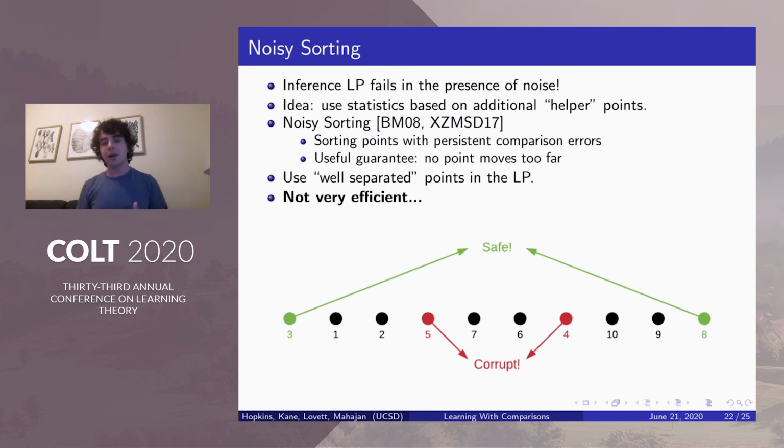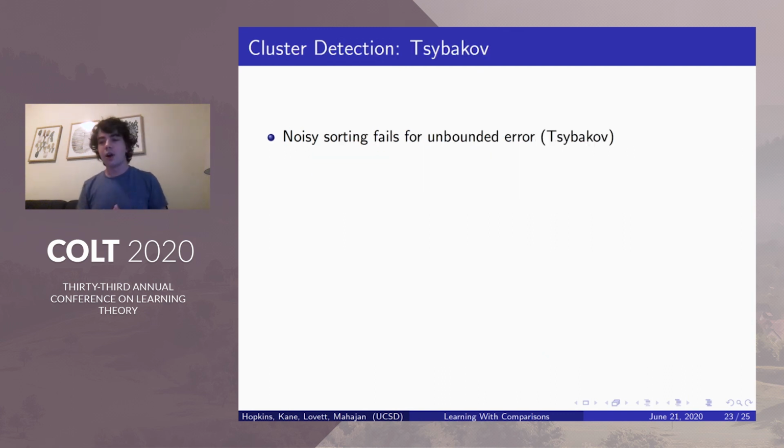A big problem with this, though, is that it's not very efficient. This type of MLE sorting takes exponential time in the noise parameter, and that's where this exponential dependence in our Massart theorem comes from. Okay, so finally, we can't use this type of noisy sorting directly for Sivakumar noise because it has unbounded error.